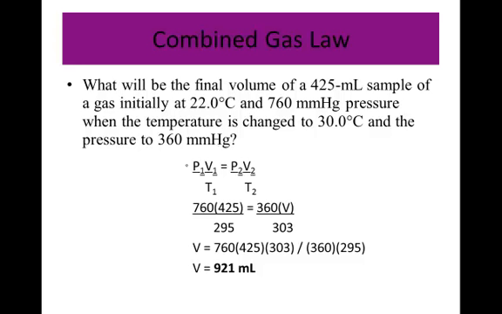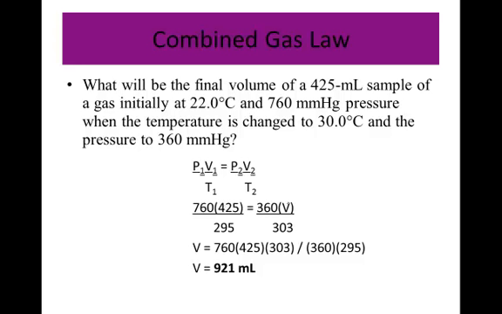So here's our combined gas law. So I plugged in the 760 and the 425, and on my other side my pressure was 360 and I didn't know my V. Then I took the 22 degrees Celsius and added the 273 to get 295. Then I took the 30 degrees Celsius and added 273 to get 303. So I have all of my numbers in there.